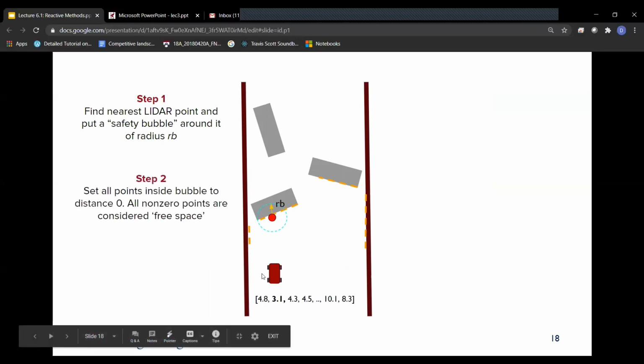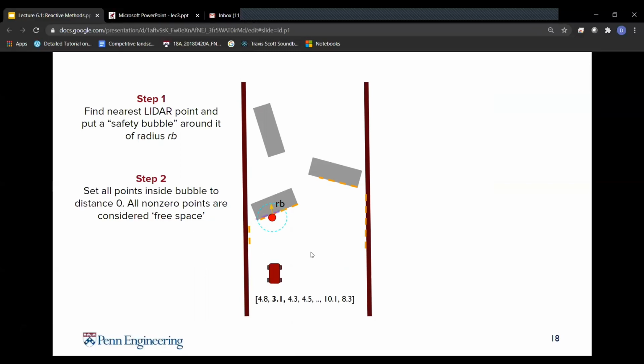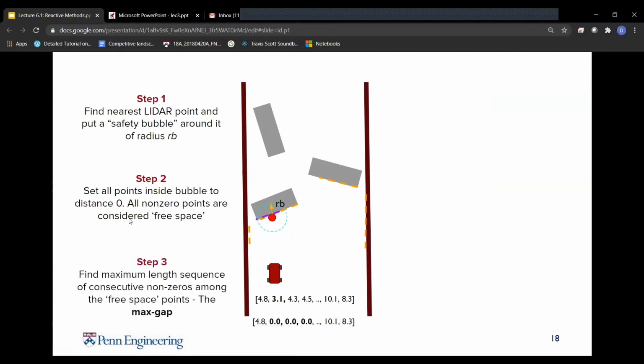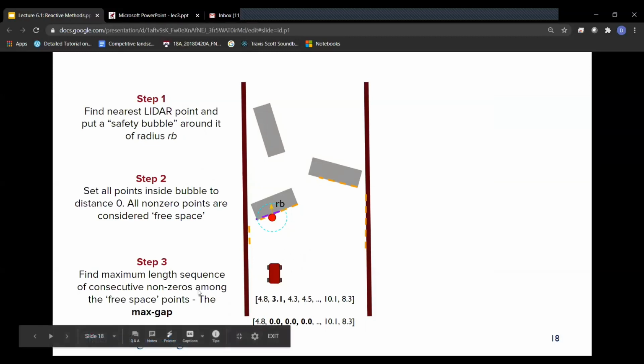In step 2, we're going to set all the points inside this bubble to distance 0. So we're just going to flatten them out. That ends up being these points. All non-zero points are considered free space. So all other directions represented by this LiDAR array are considered valid steering directions. Next, we find the maximum length sequence of consecutive non-zeros among the free space points, which is the max gap.